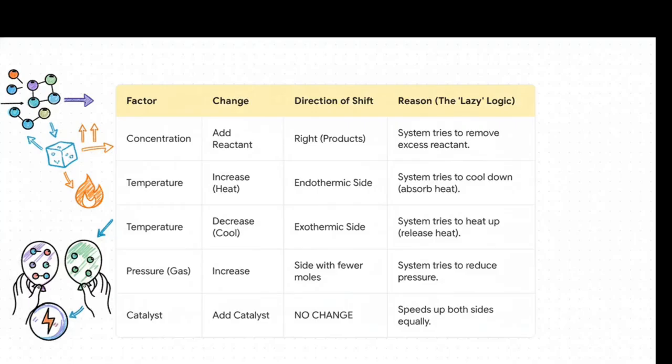If you increase the concentration of something, the system shifts away to use it up. You increase the temperature, it shifts to the endothermic side to soak up that heat. You increase the pressure, it shifts to the side with fewer gas moles to make more room. And a catalyst? No change to where the equilibrium ends up, it just gets you there faster. See? It all comes back to that one single idea: the system is stubborn, and it will always fight back against the change you make.